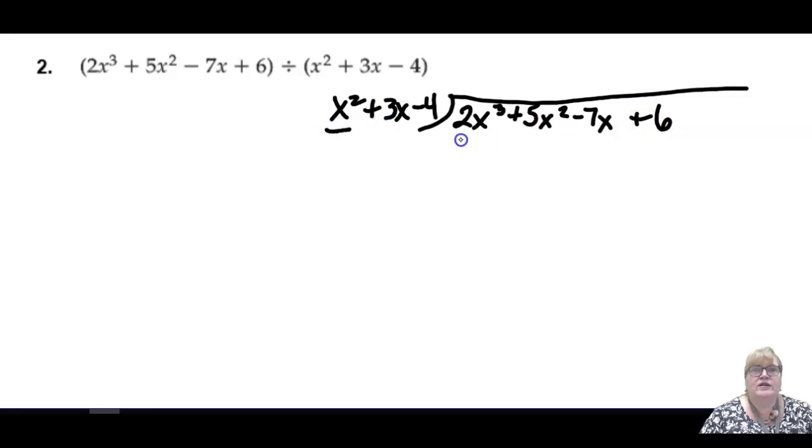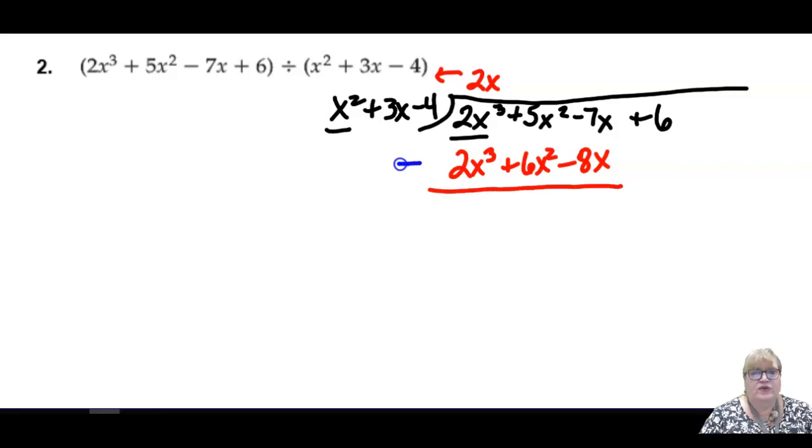So x squared needs to become exactly 2x cubed. So I need to multiply it by a 2 and an x. Then I have to multiply that by all of those terms. So I get 2x cubed, 2x times 3x is plus 6x squared, and 2x times negative 4 would be minus 8x.